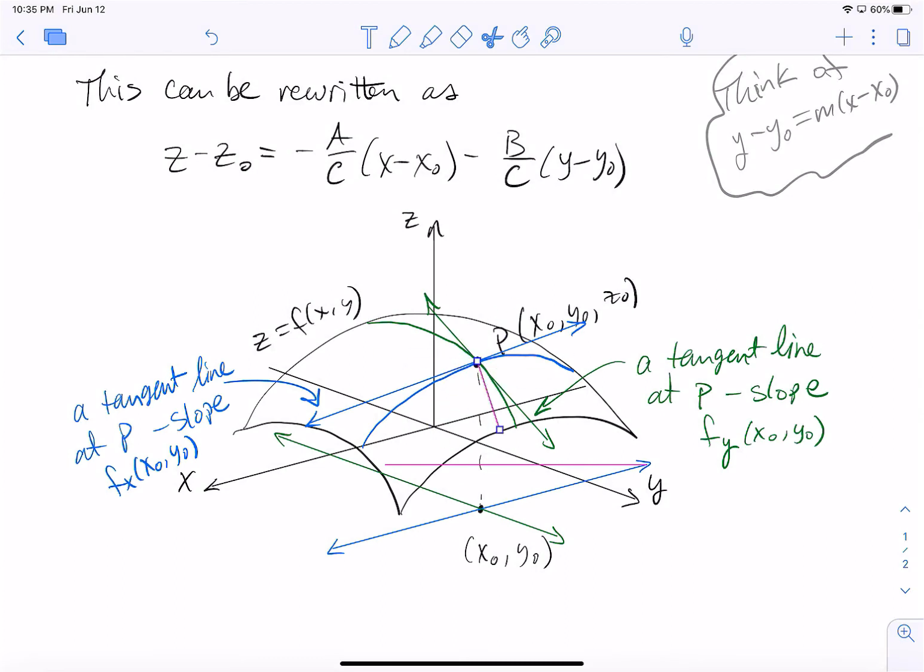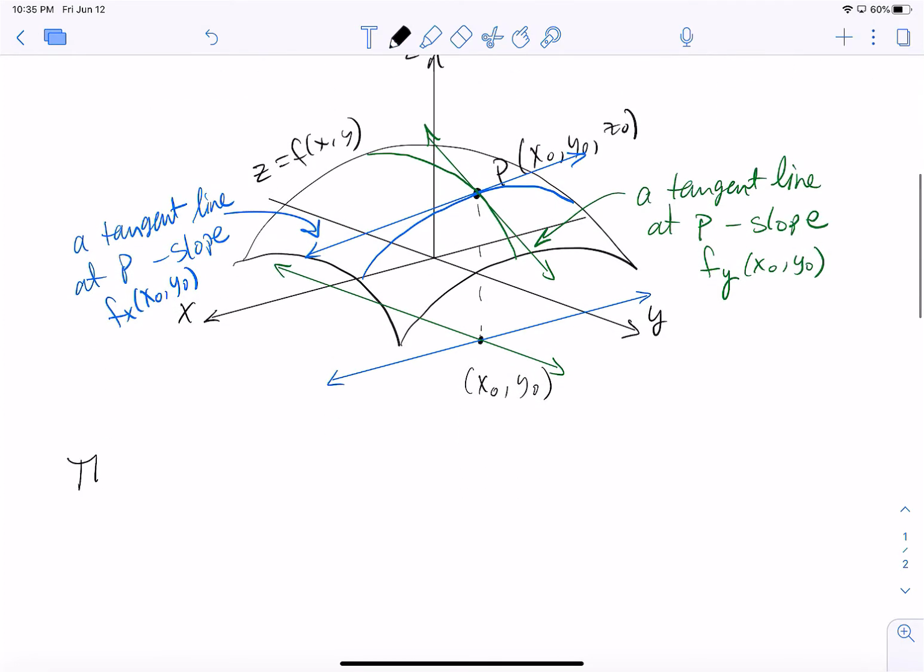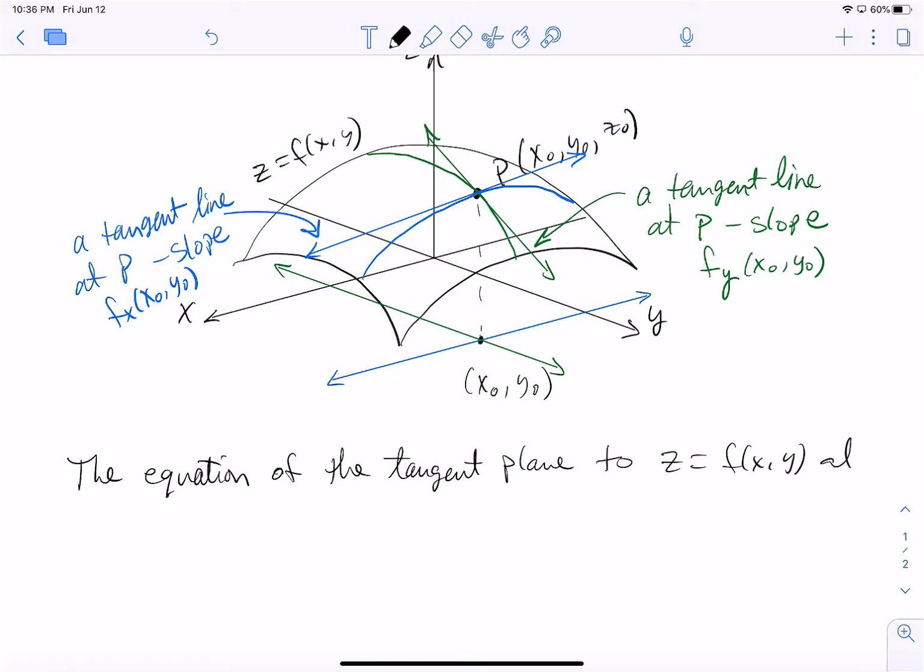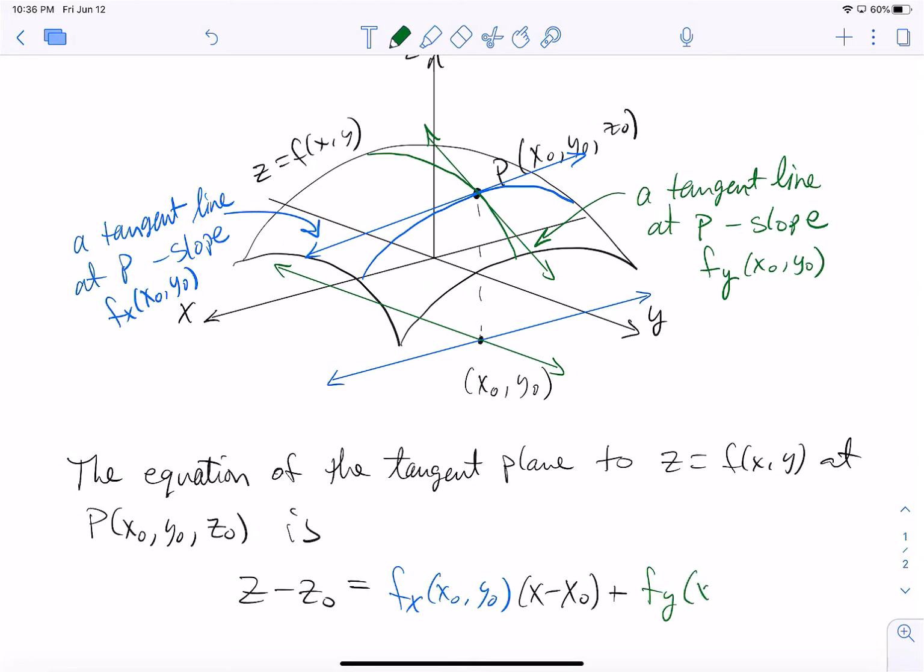Now, all of those tangent lines form a plane. And the equation of the tangent plane to the surface z equals f of x, y at the point P given by x0, y0, z0 is z minus z0 is equal to fx at x0, y0 times x minus x0, plus fy at x0, y0 times y minus y0.